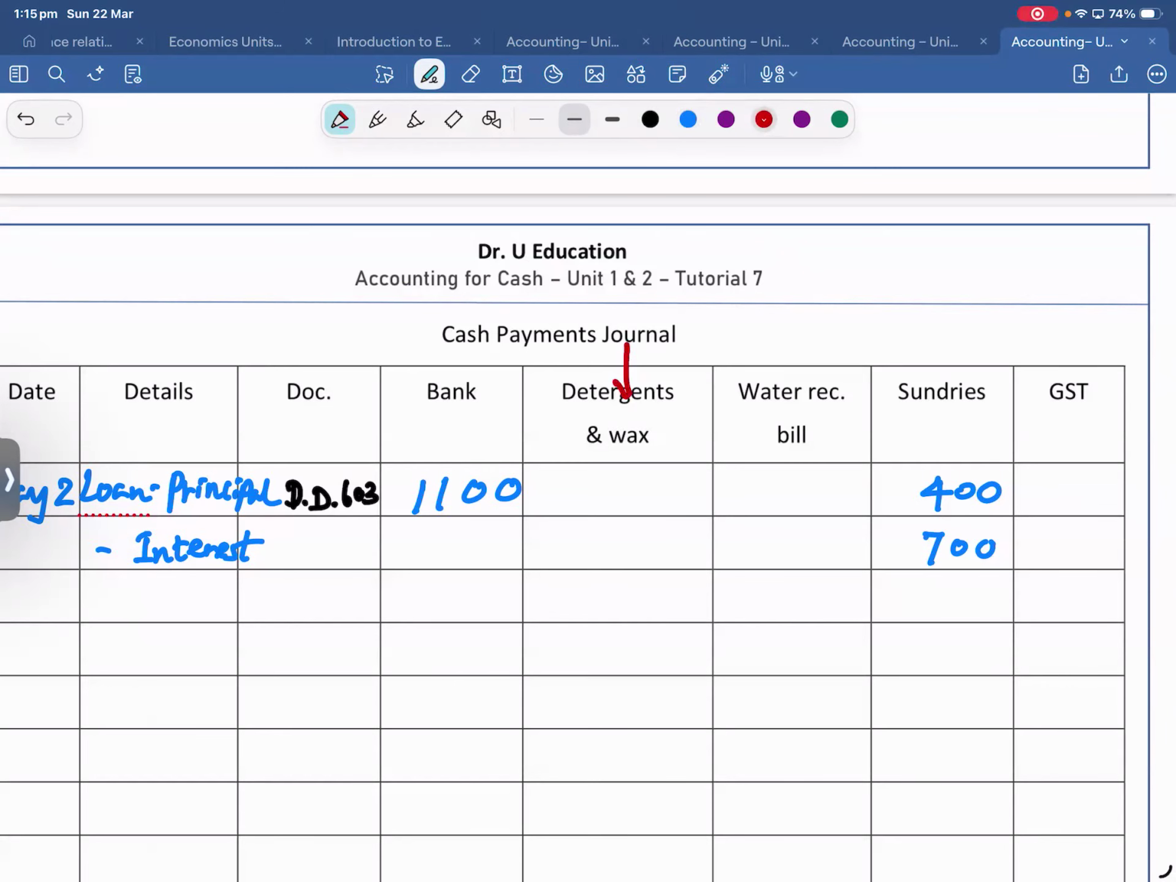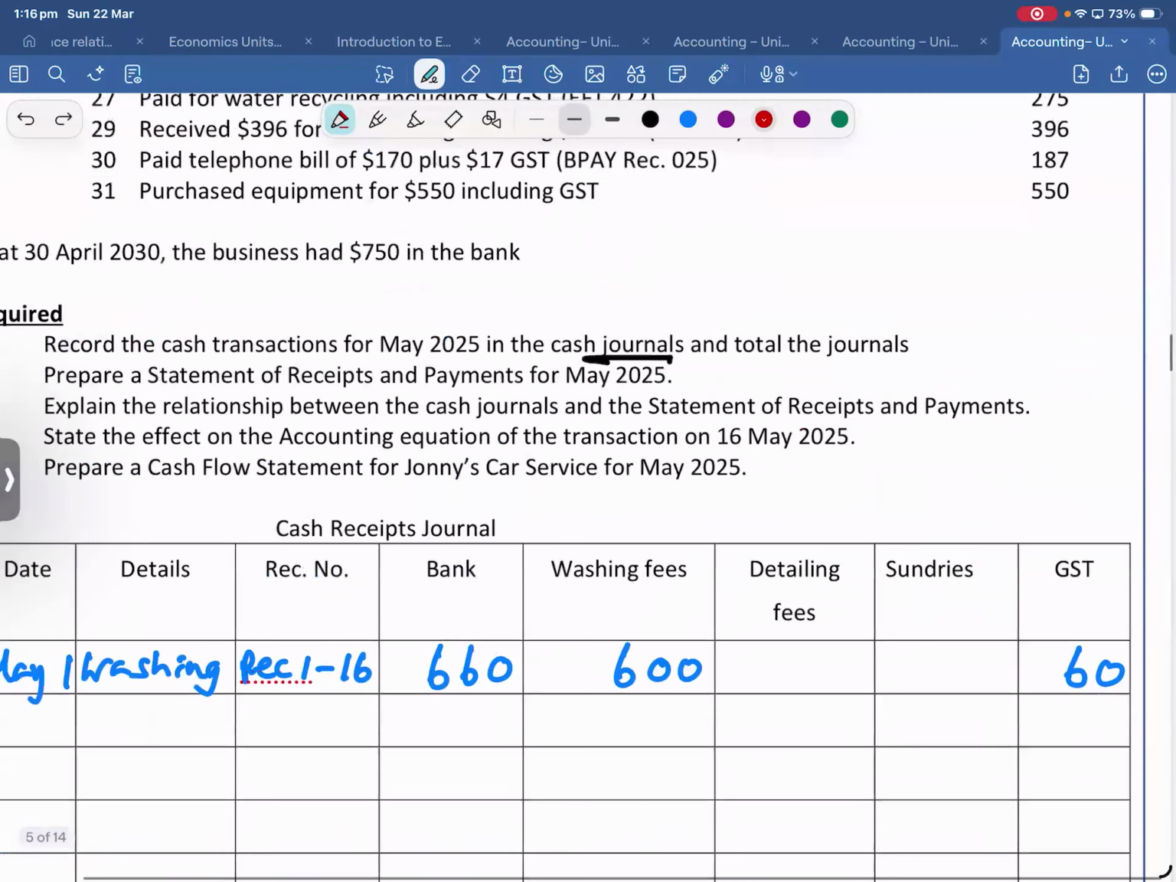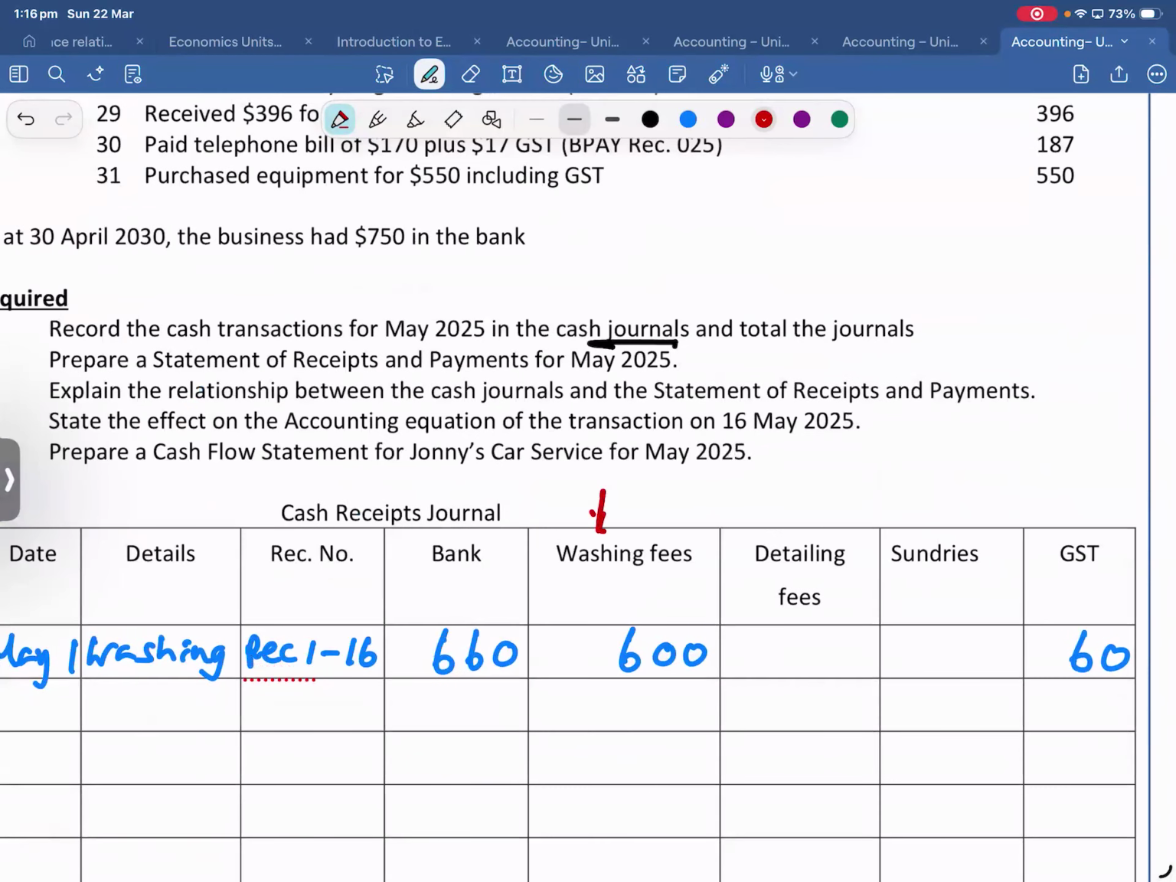See, we have separate columns, right? And also GST. See, frequent transaction, we will have separate columns. In real life it happens frequently, so more than once in a month. See, this one same thing. We had washing fees, separate column, detailing, GST. We had separate columns for those, what you call frequent transactions.